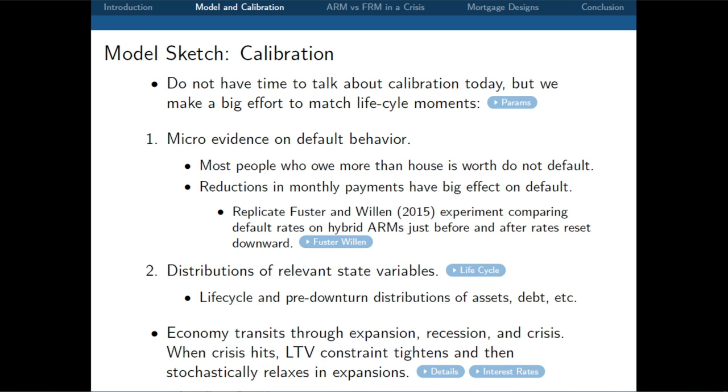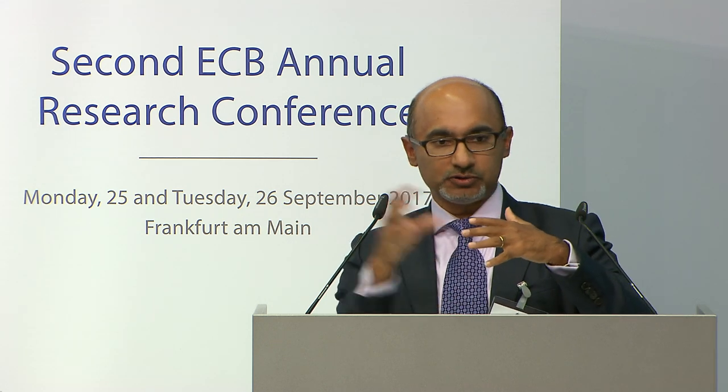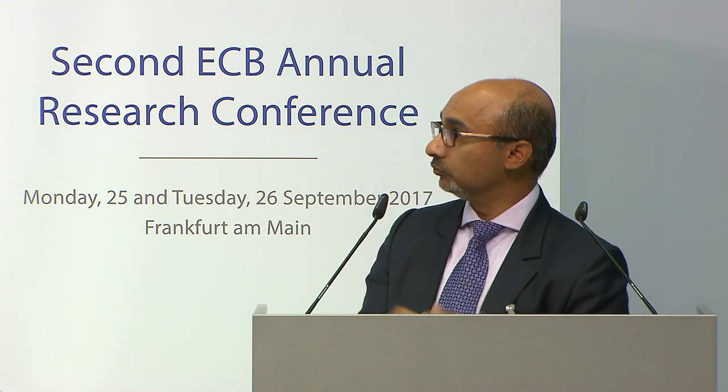That's important because, for example, one of the main simulations I'm going to show you today is I'm going to rerun the 2007-2009 crisis with different mortgage designs, and it's important to match the LTV distribution of the world in that exercise, because depending upon the LTV distribution, a given set of shocks will have bigger or smaller effects. So we want to match that level fairly well, and we do.